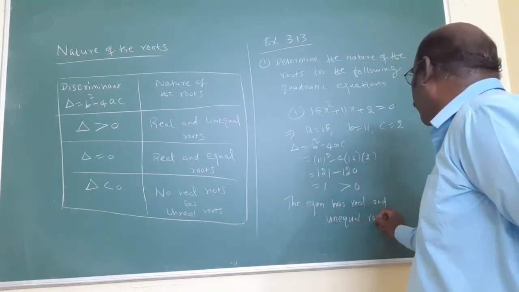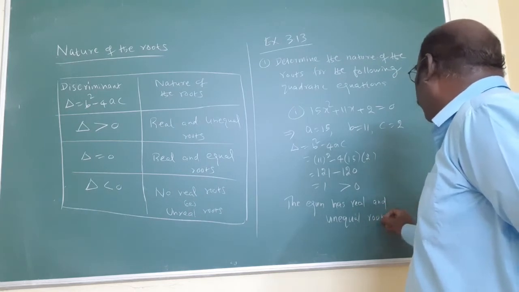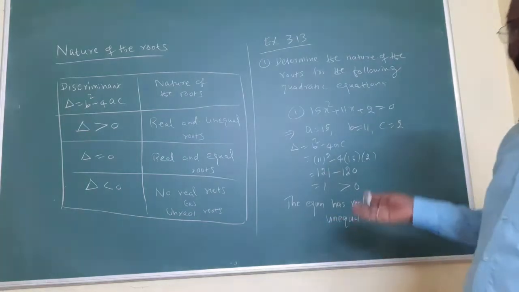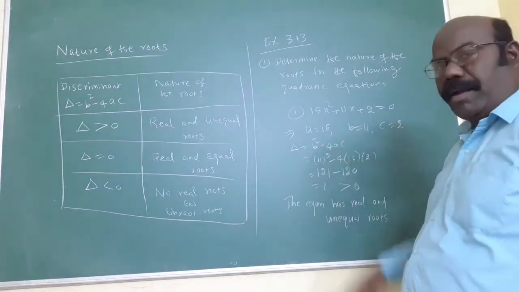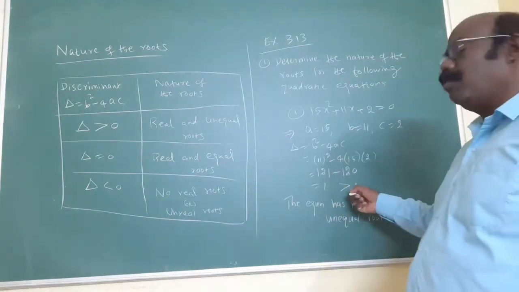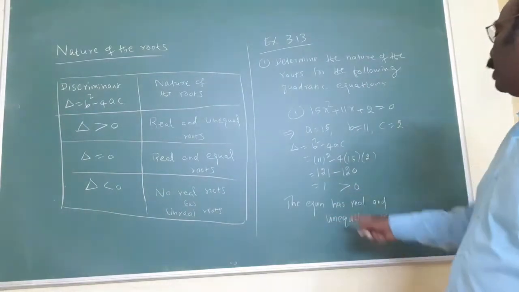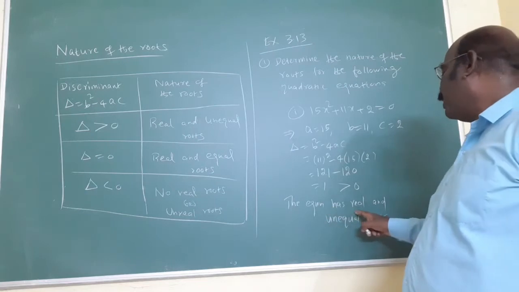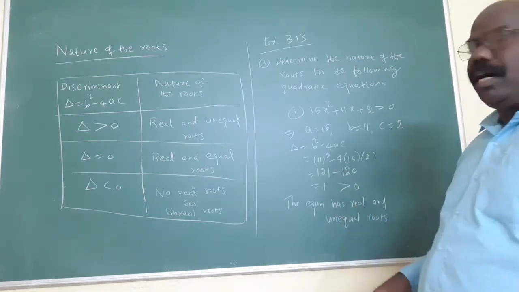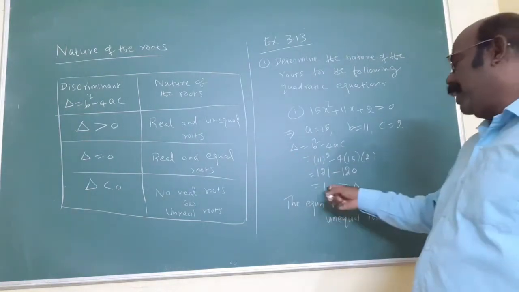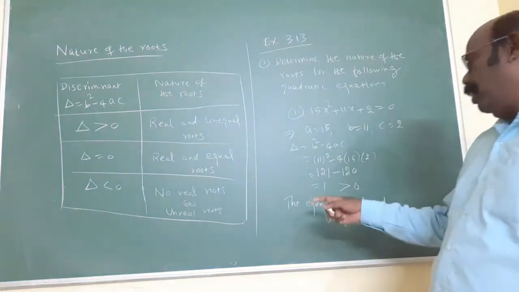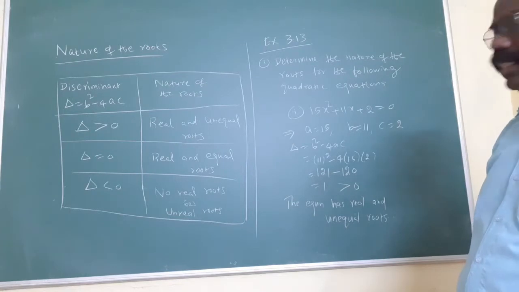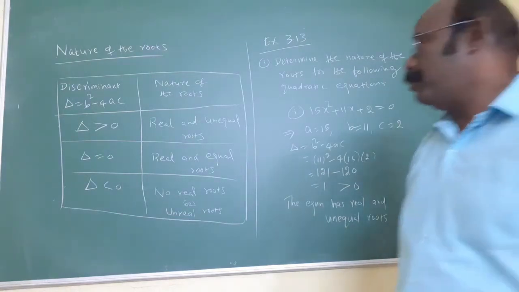This type of question is an important 2 mark question. You want to guess the a value, b value, c value and substitute them in the formula. If it is positive, it will come more than 0, and the equation has real and unequal roots. Suppose negative, the equation has unreal roots or no real roots. If it is exactly 0, the equation has real and equal roots. This is the idea. First problem over.